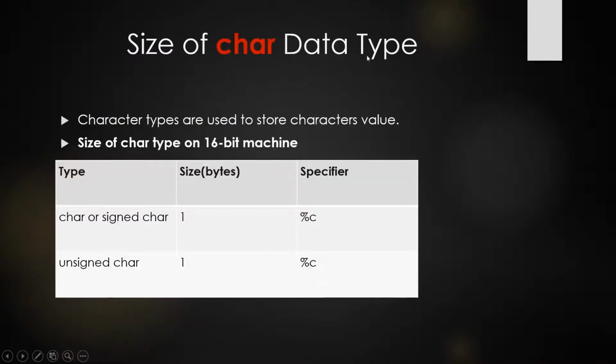Size of a char data type. The char data type is used to store character values. For char or signed char, the memory allocated will be 1 byte, and unsigned char will also be 1 byte. Specifiers are important while printing these variables. For a character, it will be %c, and for unsigned character also %c, and for int, it will be %d. Specifiers are very important while printing the variables.